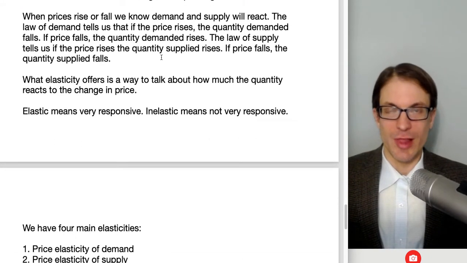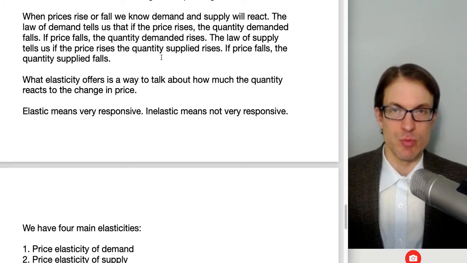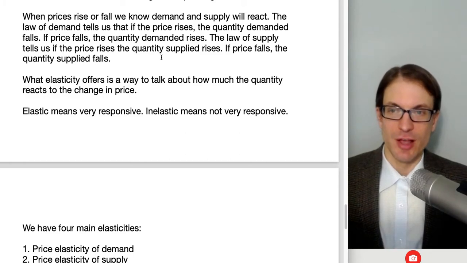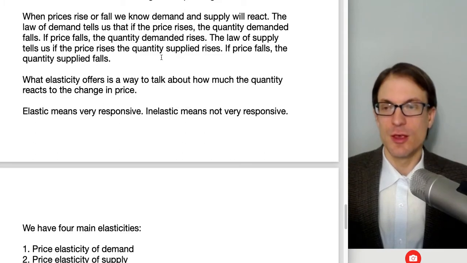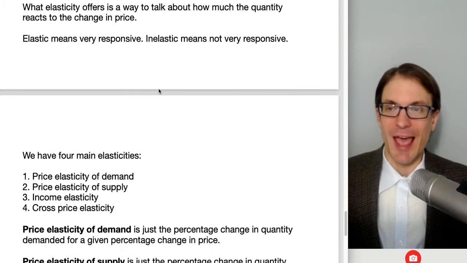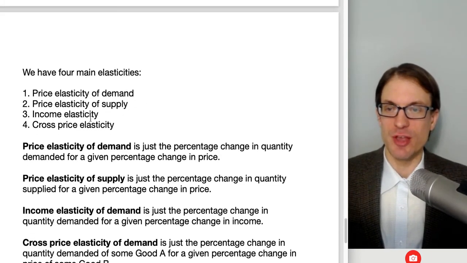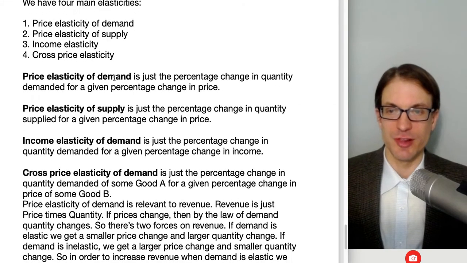Now, the last thing I'll talk about is elasticity. When prices rise or fall, we know demand and supply react. The law of demand tells us if the price rises, quantity demanded falls, price falls, quantity demanded rises. The law of supply tells us if the price rises, quantity supplied rises, price falls, quantity supplied falls. What elasticity gives us is a way to think about how much the quantity reacts. Elastic means very responsive, inelastic means not very responsive, typically to price. We have four main elasticities: price elasticity of demand, price elasticity of supply, income elasticity, and cross-price elasticity.